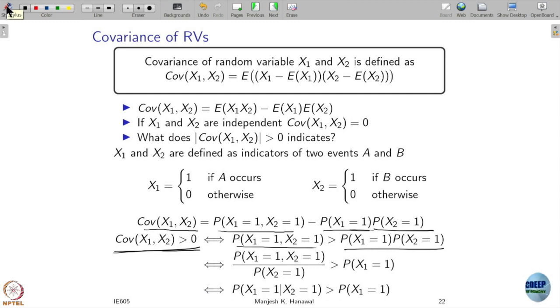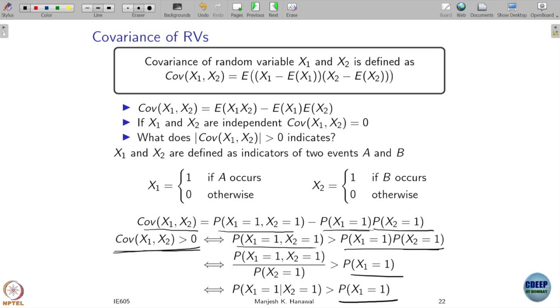Now, I will do further simplification. This x2 equals 1, I will bring into the denominator. Then this ratio has to be larger than this quantity. Now, by the definition of conditional probability, this is the probability that x1 equals 1 given that x2 equals 1. Everybody agree with this definition of conditional probability? Now, this conditional probability is greater than the probability that x1 equals 1.